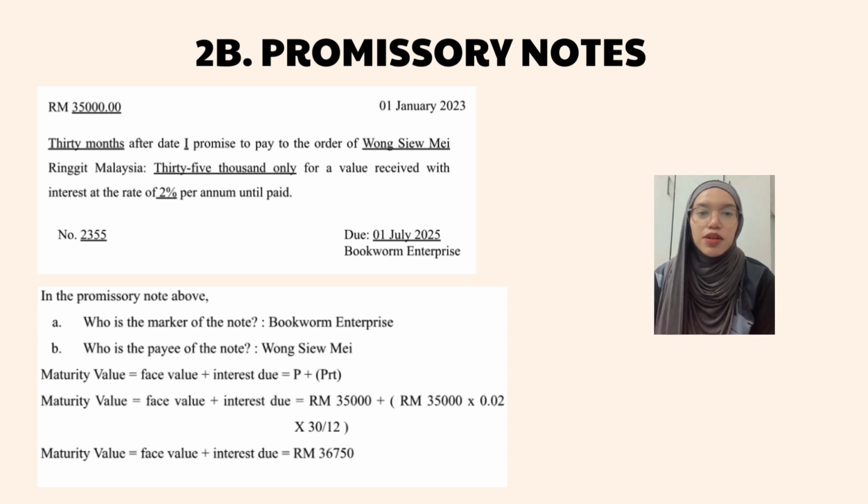Hi and Assalamualaikum. My name is Nurata Shamji Zainal. My matric number is A22A1227. So this is the promissory note for our owner Daisy's relative, Wong Siu Mei. In the promissory note above, Daisy promised to pay to the order of Wong Siu Mei 35,000 ringgit Malaysia for value received with interest at the rate of 2% per annum until paid after 30 months.